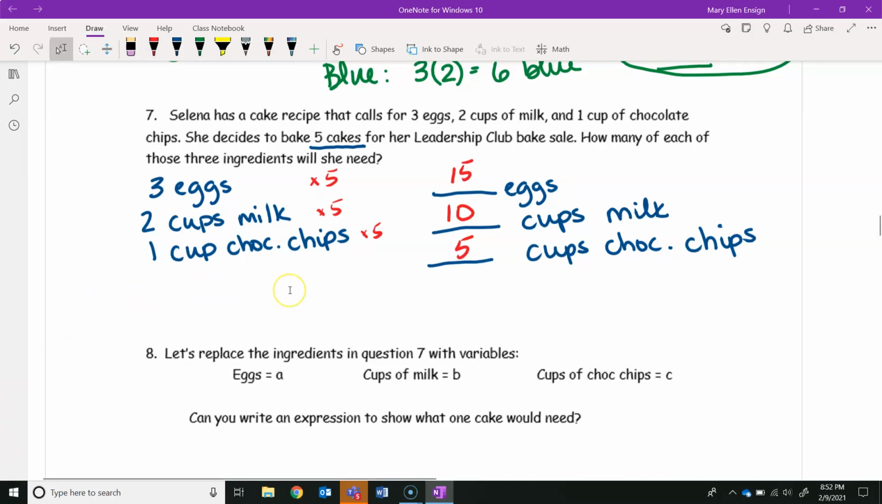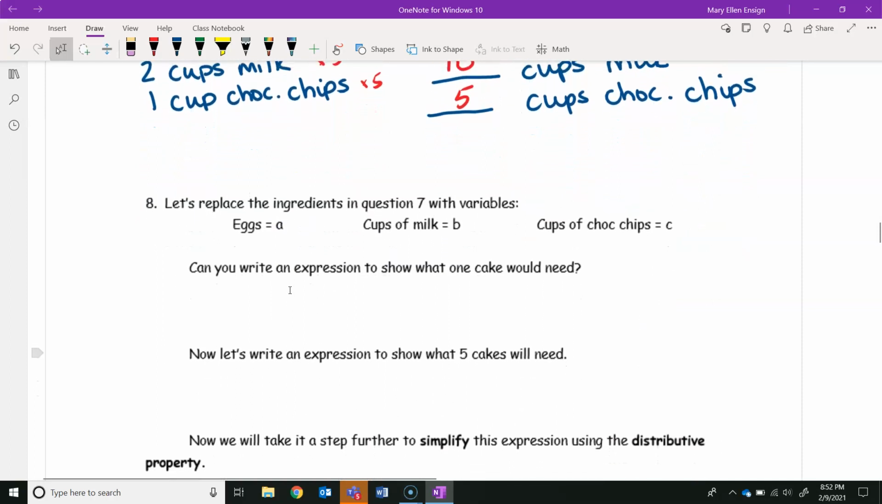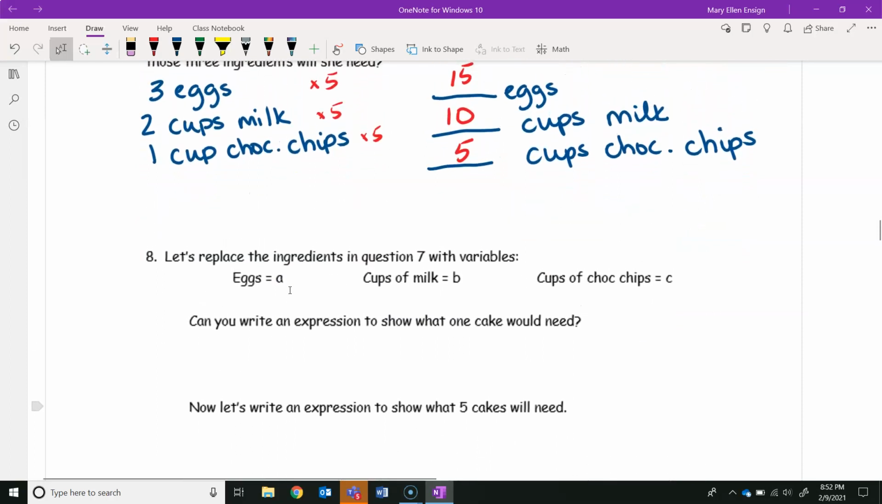So let's move into using some variables for this. So eggs is going to be A, cups of milk is B, and cups of chocolate chips is C. So let's go ahead and write an expression to show what 1 cake would need.